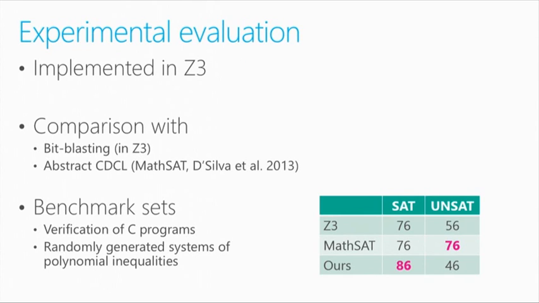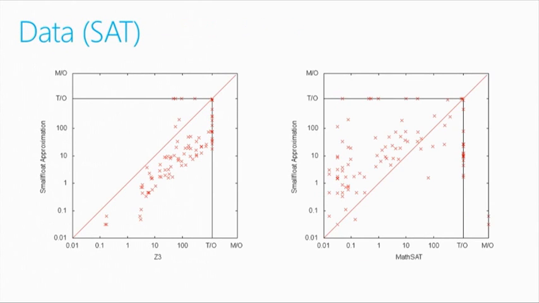Very quickly, we did some experiments where we can solve more problems than somebody else. This is what the scatter plot looks like. All the data points below the red axis or diagonal are data points where we are somewhere between 1 and 2 orders of magnitude faster than a previous approach.